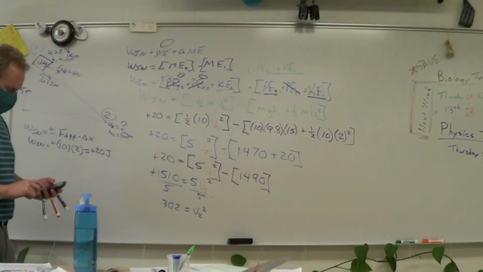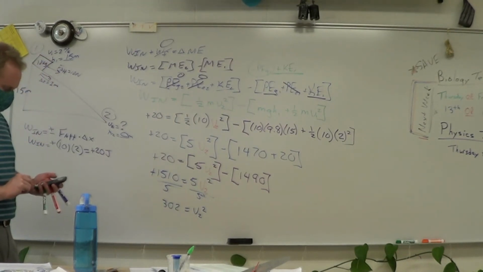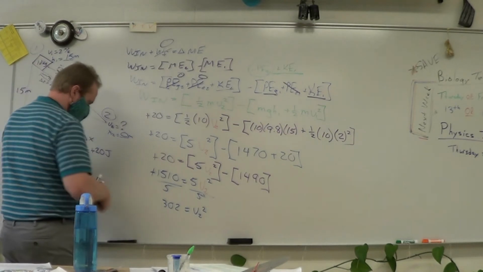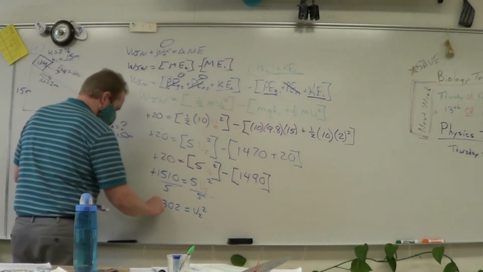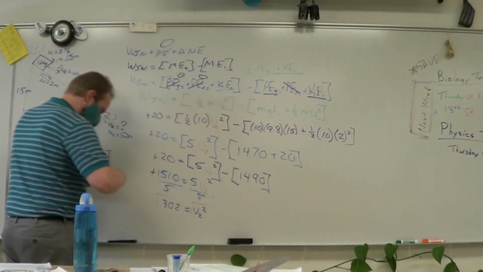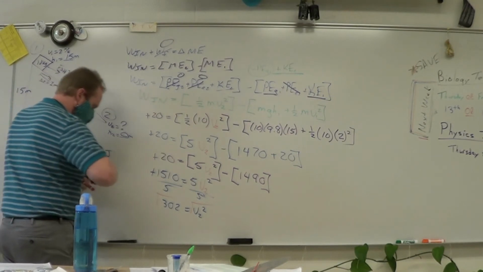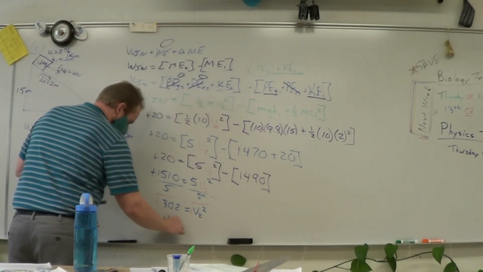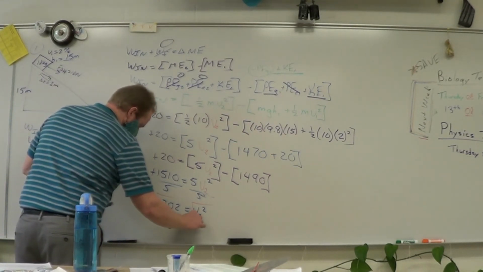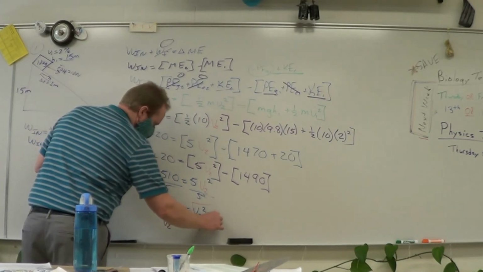That's not my final answer because I still need to take the square root of that. So I take the square root of both sides to get a final answer of V2 equaling 17.38 meters per second.